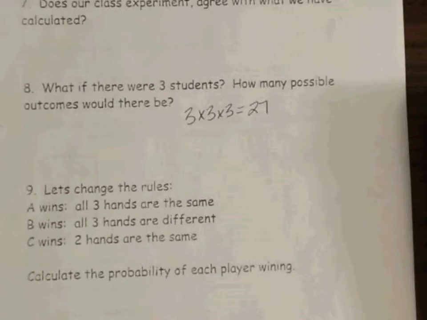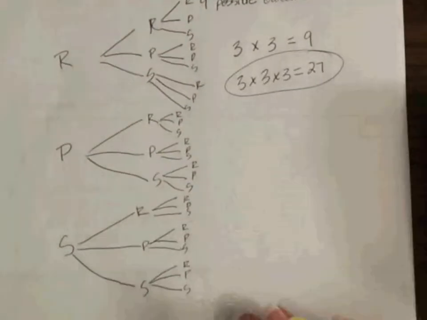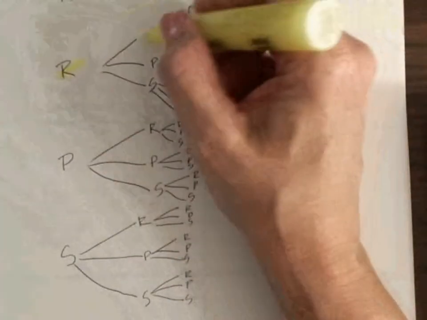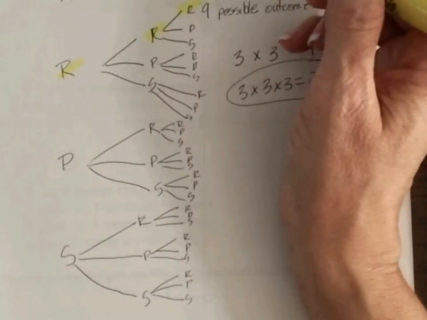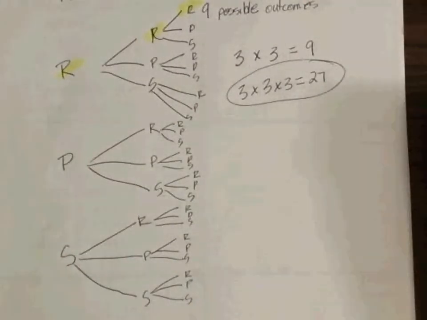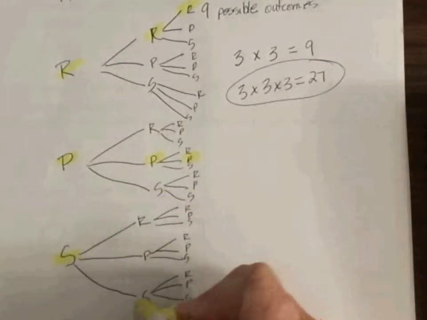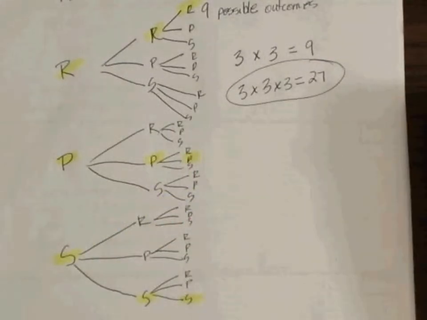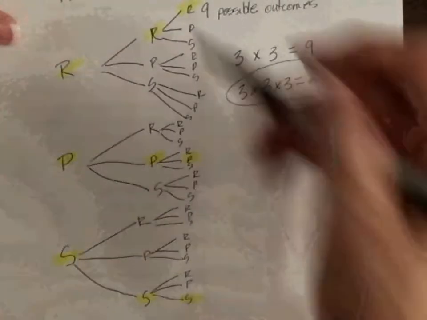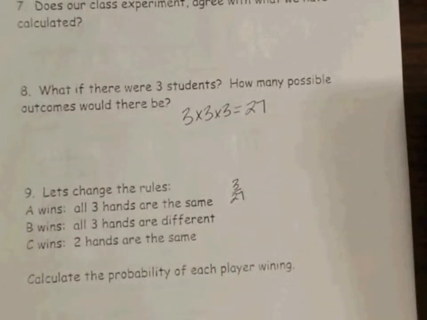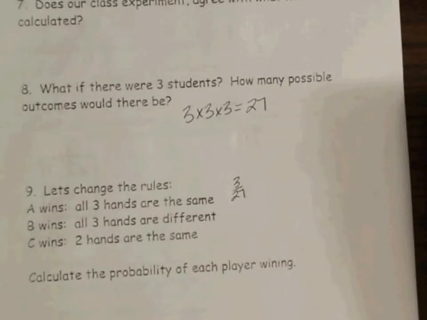We're going to first look where A wins, which is where all 3 hands are the same. So that would be rock, rock, rock. Paper, paper, paper. Scissors, scissors, scissors. So where player A wins, there's only 1, 2, 3 times. So this would be 3 out of 27. So far, that doesn't seem very fair for A.